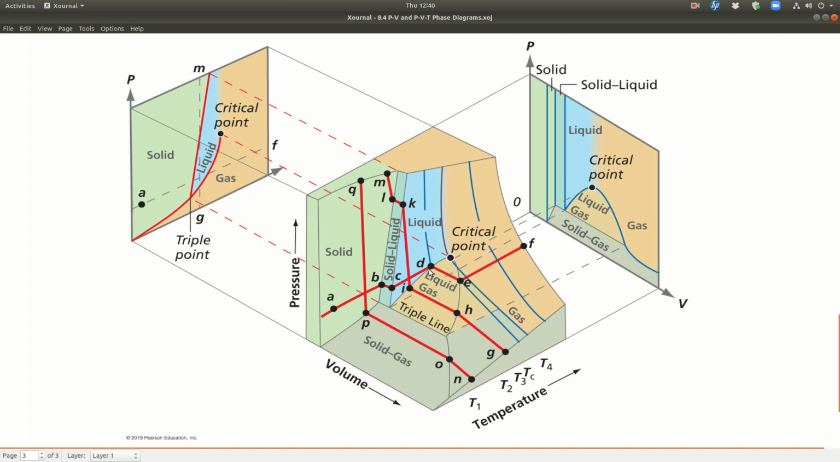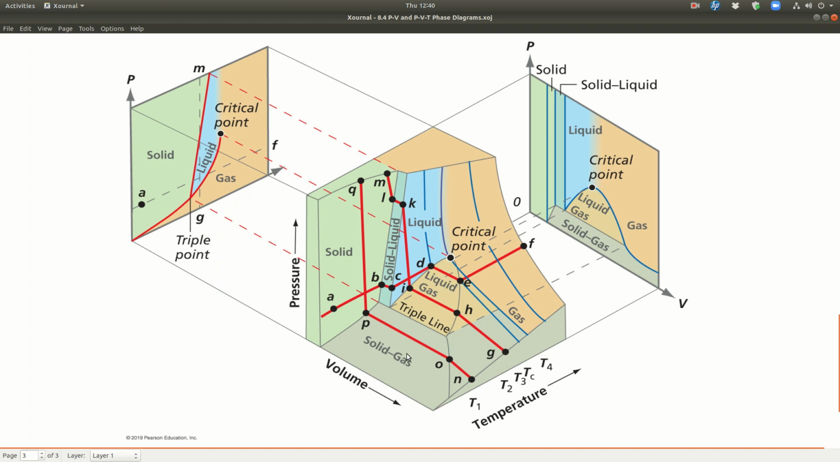Then as we continue to put thermal energy in, the temperature stays constant, so this line is at the constant temperature, T3, I guess. But the volume, this axis here, is increasing because we're going from a liquid to a gas. And then once we get it all vaporized, as we put more thermal energy in, the temperature increases.